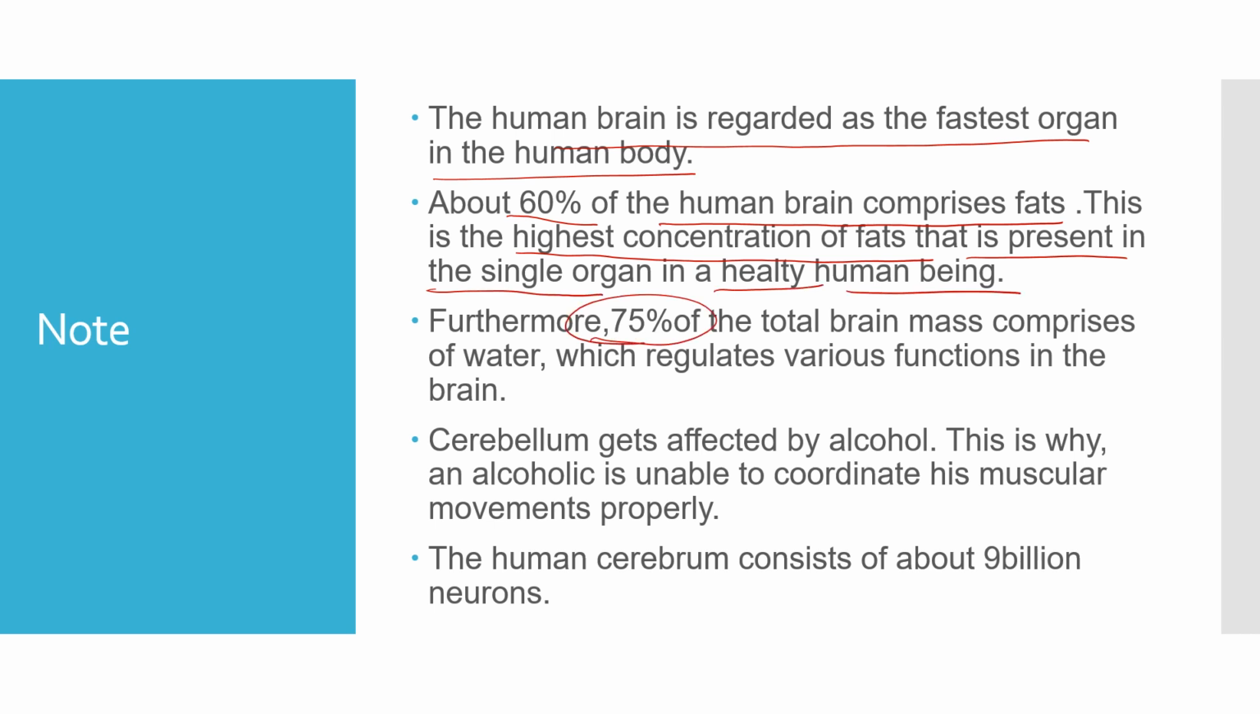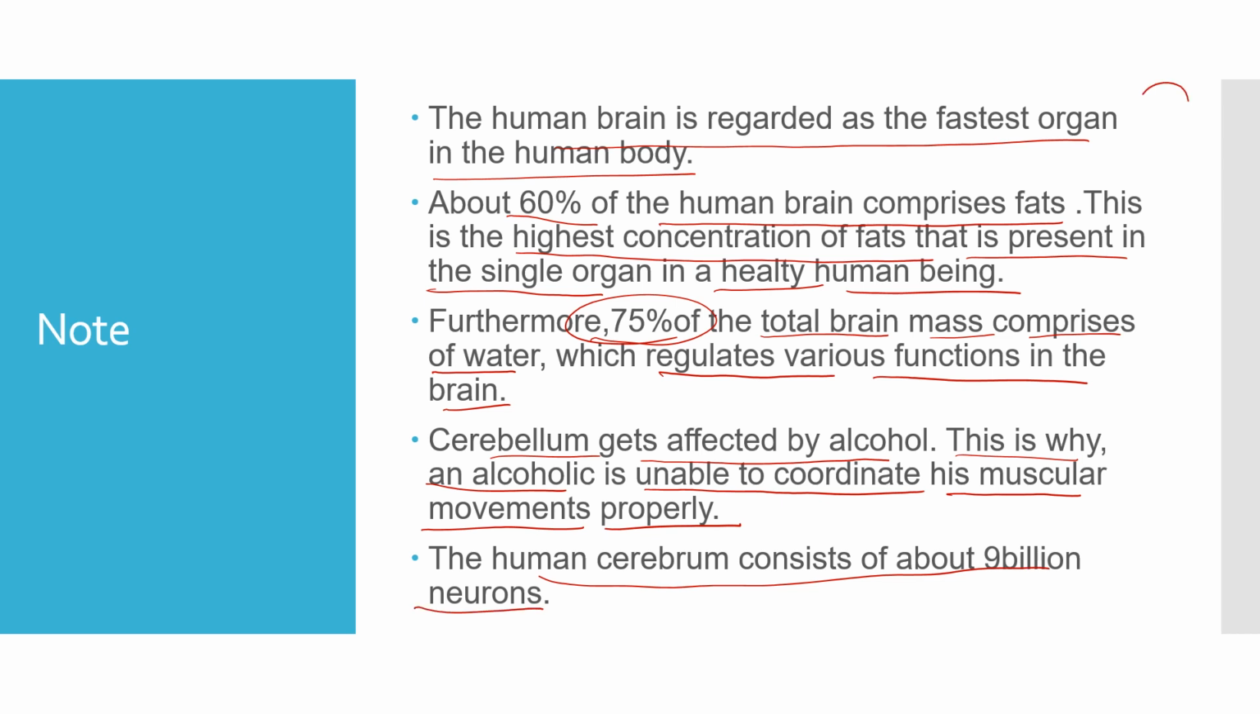Furthermore, 75% of the total brain mass comprises water, and it regulates various functions in the brain. Next, the cerebellum gets affected by alcohol, and this is why an alcoholic person is unable to coordinate his muscular movements properly. Now the human cerebrum consists of 9 billion neurons. These are the important facts and factors you should know.